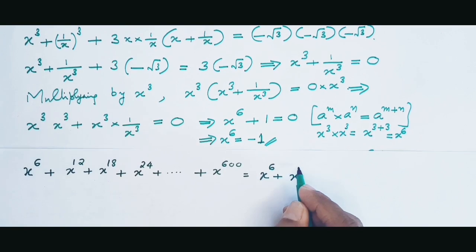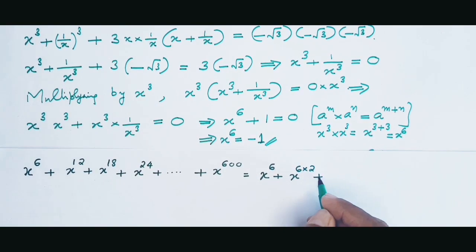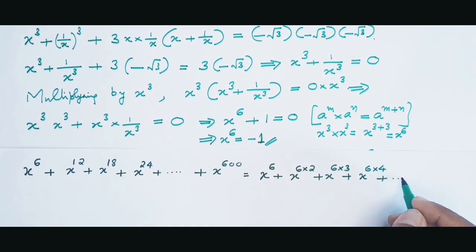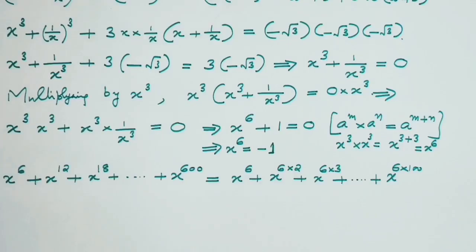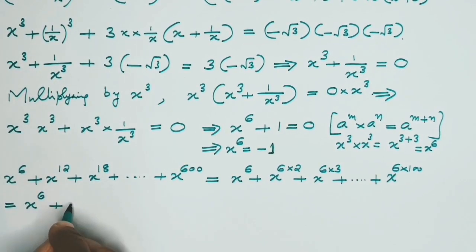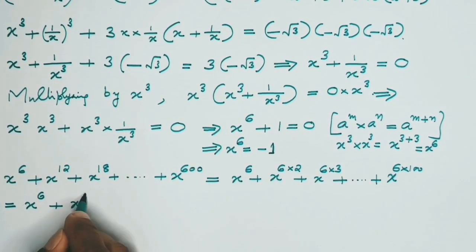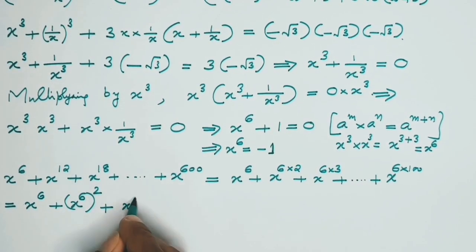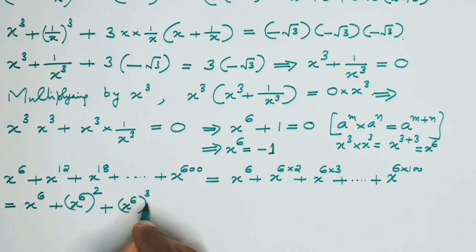12 you can write as 6 multiplied by 2, then 6 multiplied by 3. The fourth term, x to the power of 6 multiplied by 4. And the last term, x to the power of 6 multiplied by 100. In the next step, the first term I will write as it is. The second term you can write this way: x to the power of 6, the whole to the power of 2, plus x to the power of 6, the whole to the power of 3.